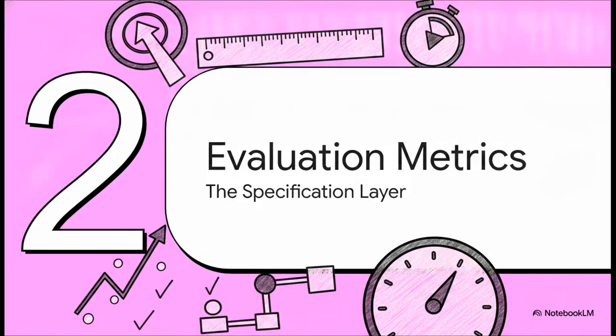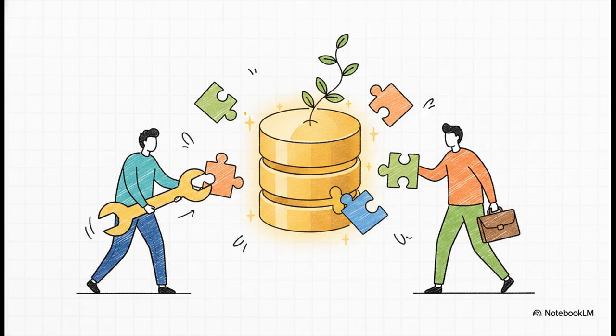Which brings us to layer 1, evaluation metrics, or the specification layer. The absolute first step here is defining your numerical success metrics before you write a single line of code. Think about it. The first real step in production AI isn't coding. It's defining success. How do we actually know our agent is doing a good job?